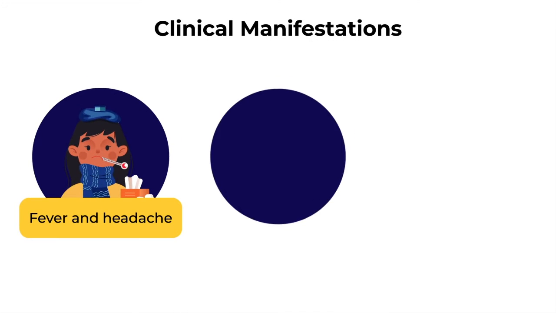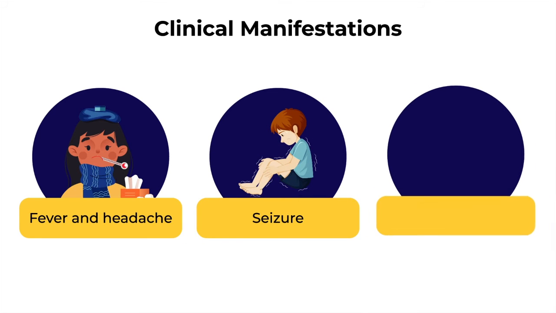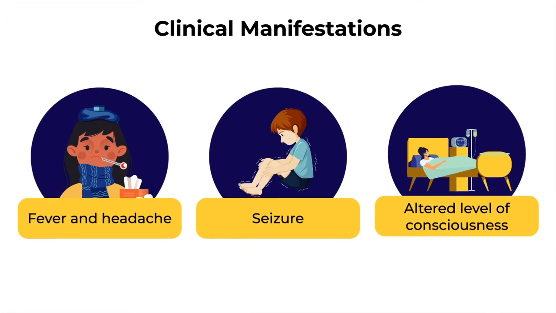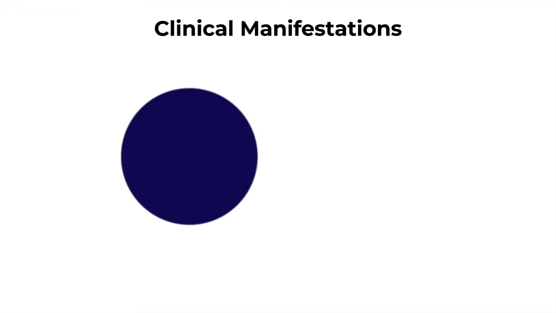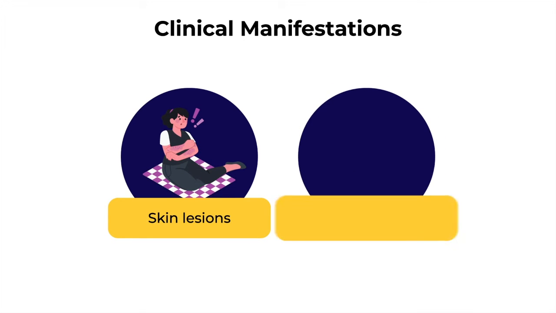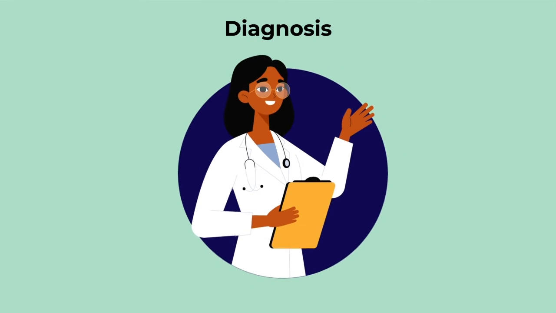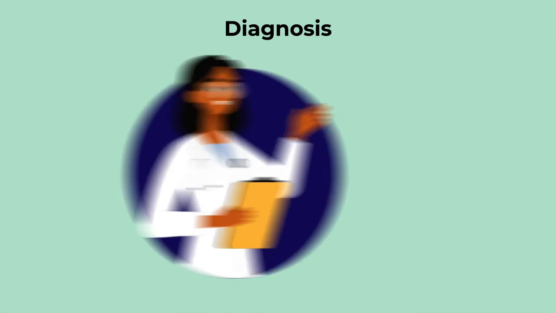Typically, clinical manifestations of parasitic central nervous system infections include fever, headache, seizure, and altered level of consciousness. Other than the previous typical manifestations, depending on the infecting parasite species, the manifestations may also include skin or ocular lesions. The diagnosis of parasitic infections in the central nervous system can be made through several approaches.